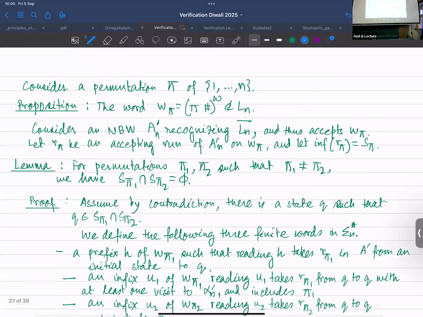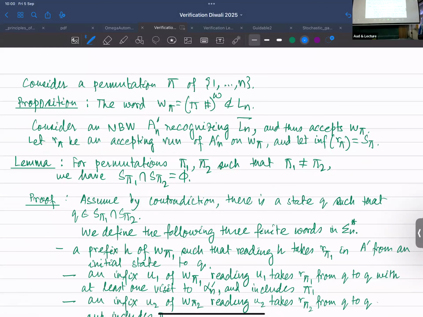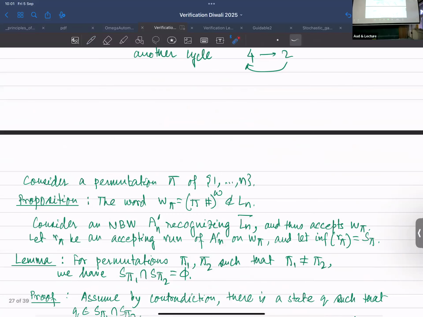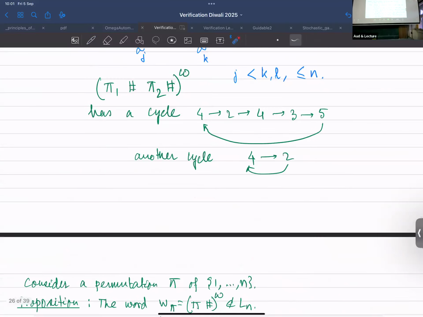So now let's go to the proof, which will show that for every such ln, if you consider the complement language ln bar, any NBW which accepts that ln bar should have at least n factorial states. This is something we already saw, that pi sharp omega does not belong to ln. Like we saw this earlier. This does not belong. Okay.